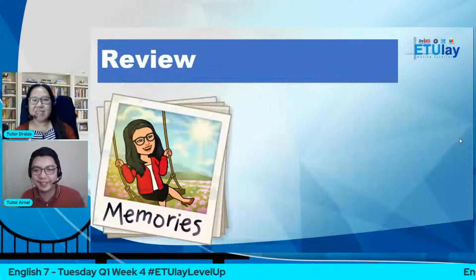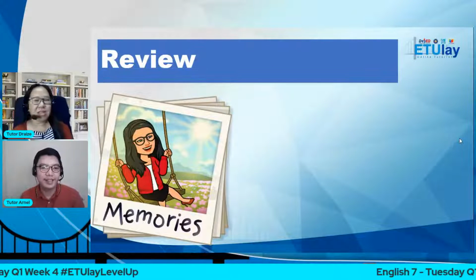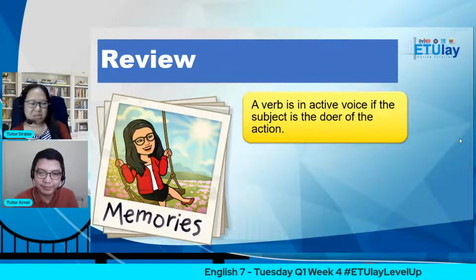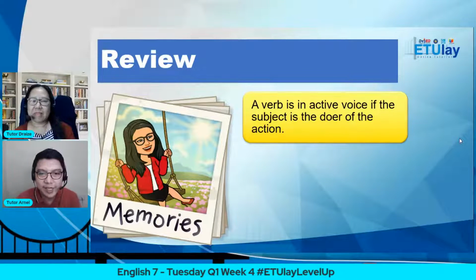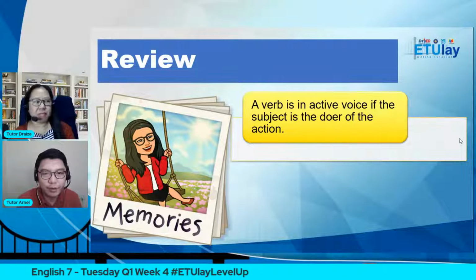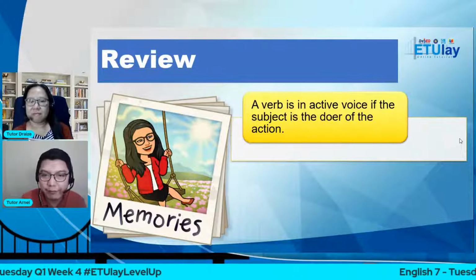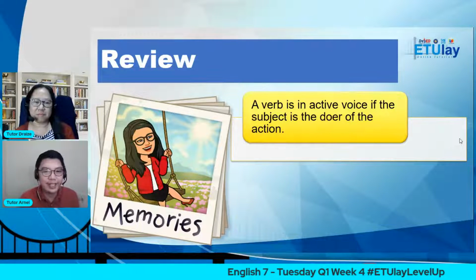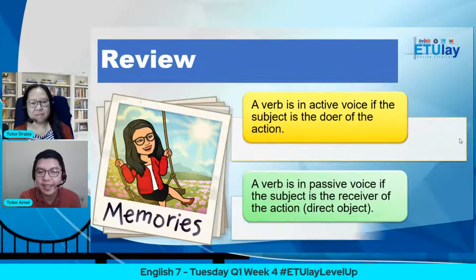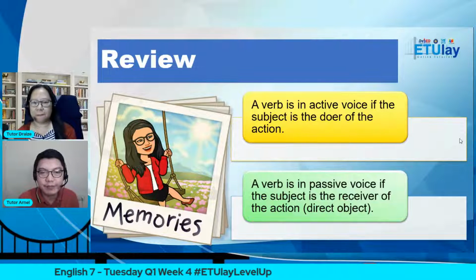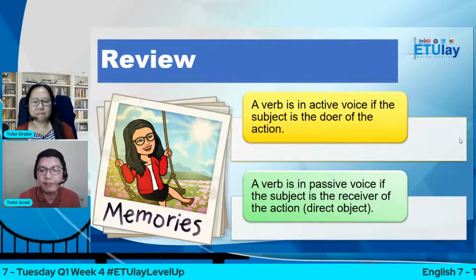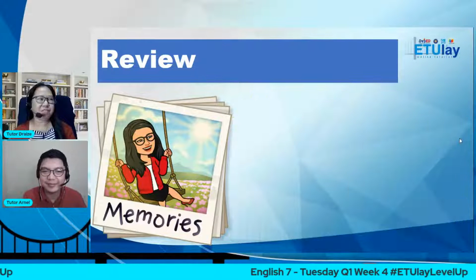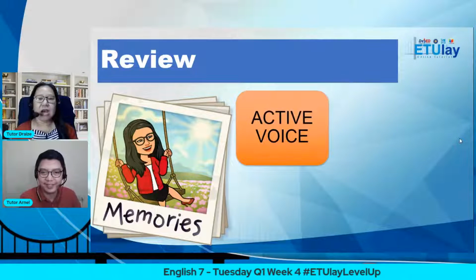So let us now have a quick review. Sir Ernell, can you please help me out with this one? So, what were the past lessons? The past lesson talked about the verb, active and passive voice. A verb is in active voice if the subject is the doer of the action. Let's never forget that, students. And a verb is in passive voice if the subject is the receiver of the action or the direct object.